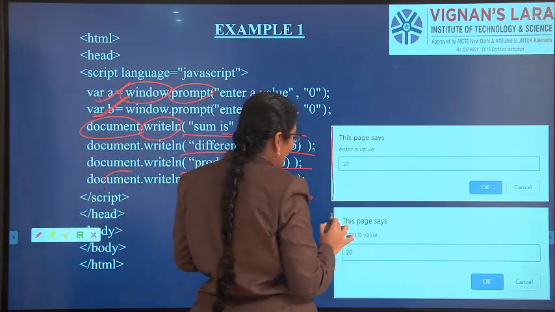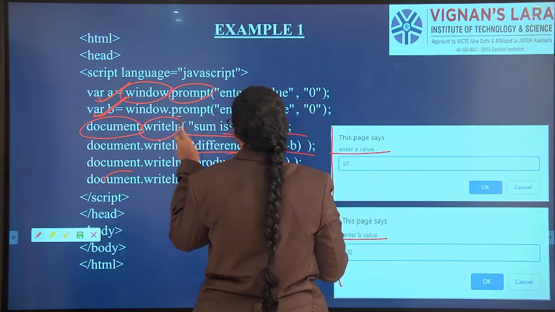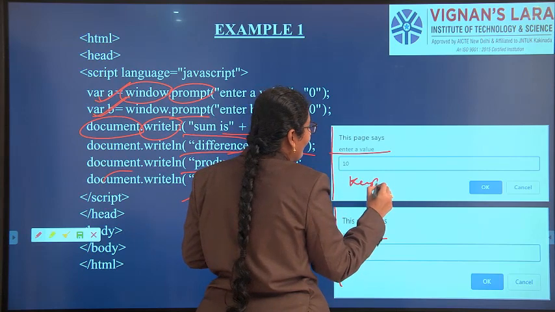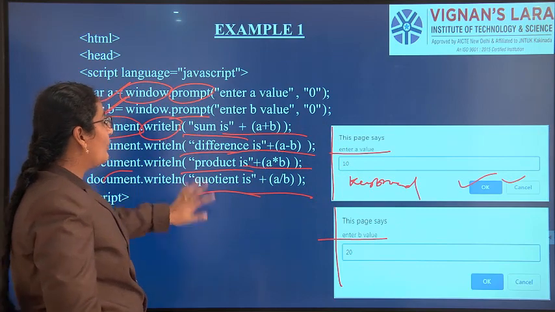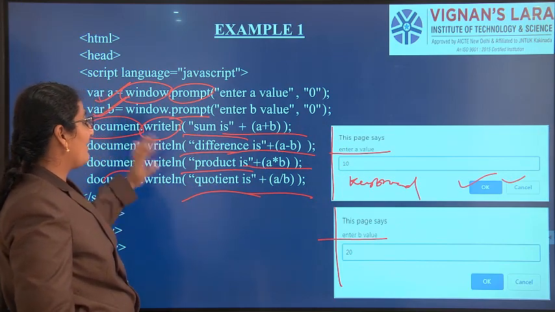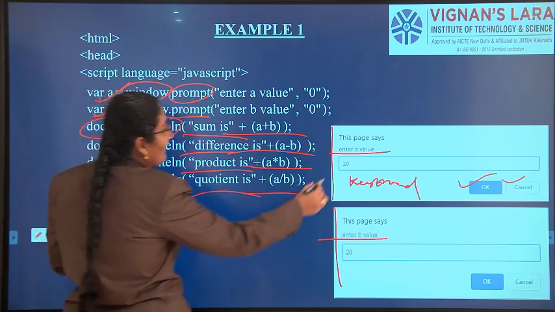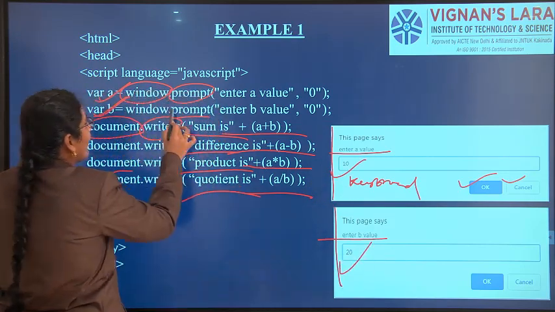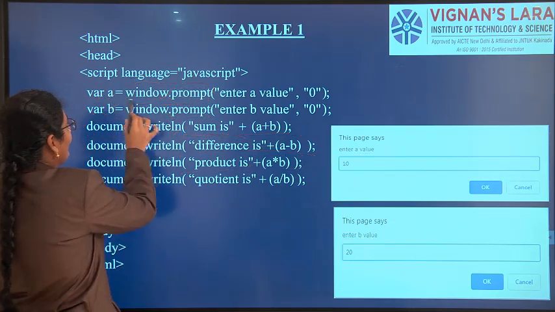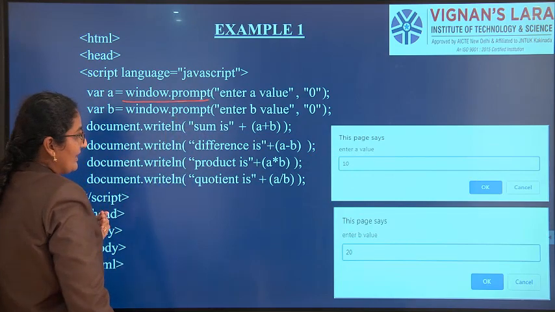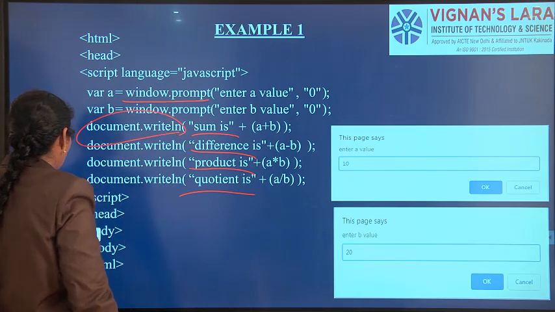So here you will get two windows, asking for the A value and B value. Because we are using prompt, you can give the A value and B value by keyboard, and you will have an OK button and a cancel button. This program will do addition, subtraction, multiplication and division of A and B. You are giving the A and B values as input, and because you are using prompt, you can give them by keyboard only. So for input we are using window.prompt. Output is sum, difference, product, quotient. For output we are using document.writeln.